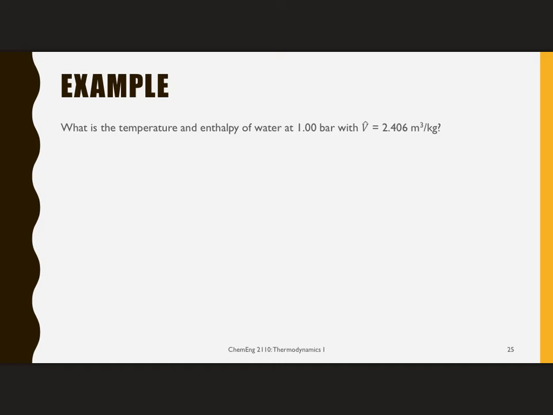Let's do another example problem. We want to find the temperature and enthalpy of water at 1 bar with specific volume of 2.406 meters cubed per kilogram. So we're going to again go to the saturated steam tables and look up this pressure and that data. Pause the video.